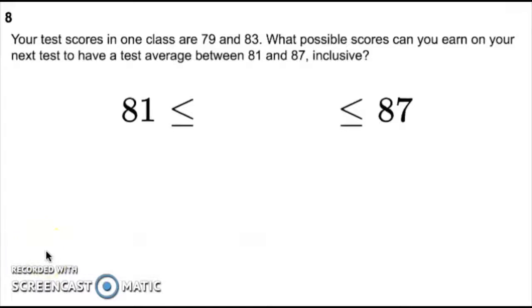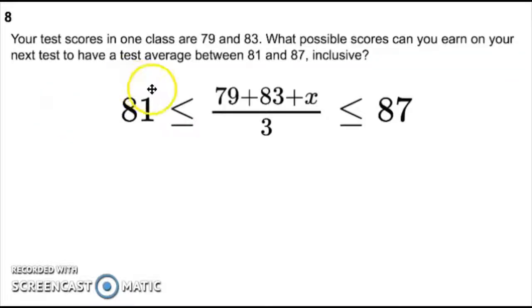Now, to find the average of something, you add up all the numbers and then you divide by the number of numbers there are. The total number of tests is 3. We have these two here plus our possible score for the third test. So we have 79 plus 83 plus x, and we divide by the number of tests, which is 3. So 79 plus 83 plus our third test, all divided by 3, would be between these two numbers.